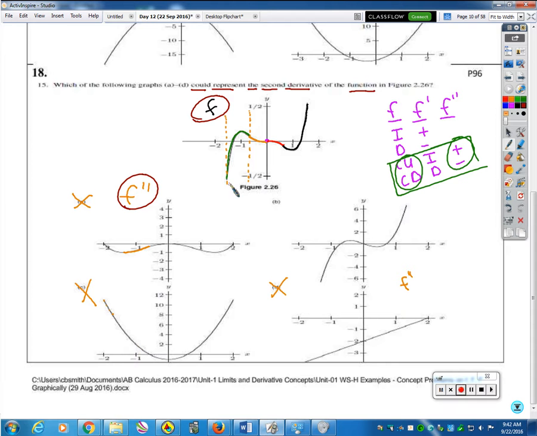Because f is initially concave down, f double prime must initially have negative y coordinates. That makes sense? Anybody else?